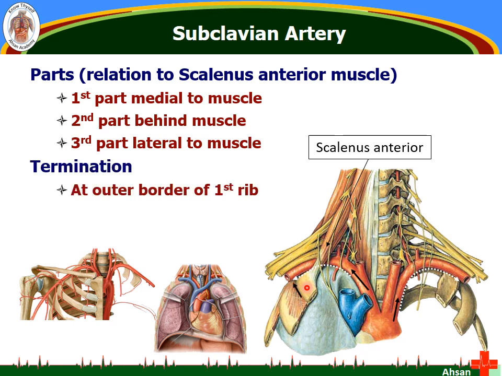This one is the place, and it is the outer border of the first rib. This is the first rib. So the termination point of the subclavian on either side is the same. Here these two arteries continue as axillary artery of that side. Right axillary and left axillary artery.